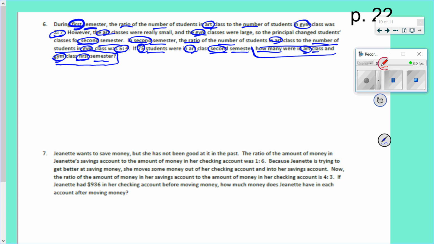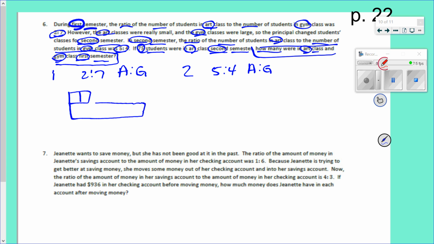The important thing on this is if you're given a before and after, you need to set up a tape diagram for both. So in this case, we're going to say first semester and second semester. We started out with a ratio of 2-7 of art to gym. Second semester, that changed to 5-4 for art to gym. So if I do 2-7, I have 2 on top, 7 on the bottom.